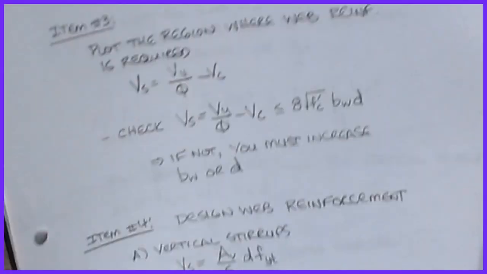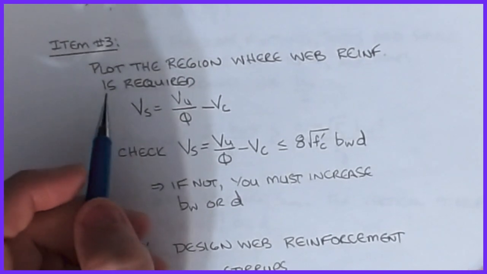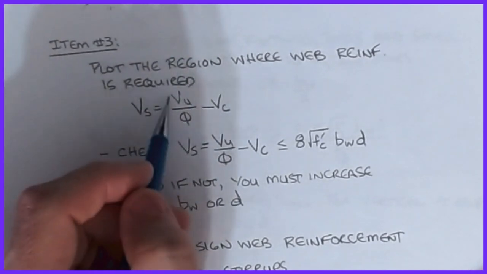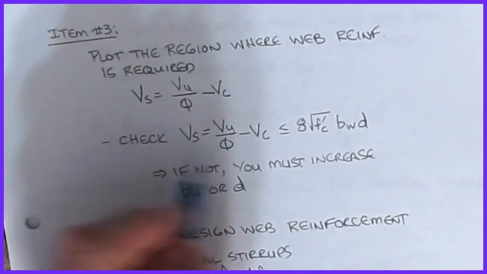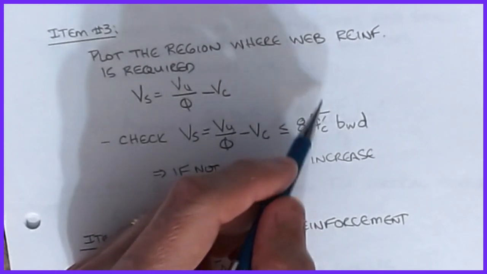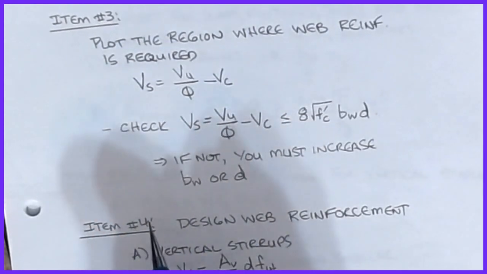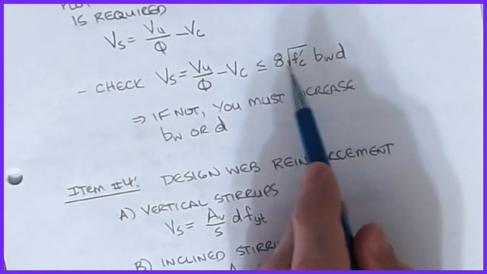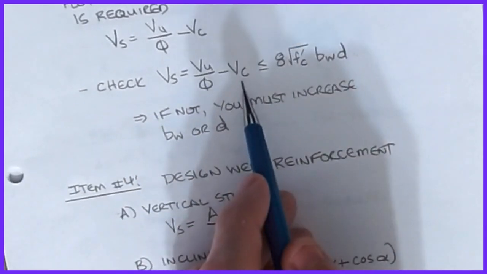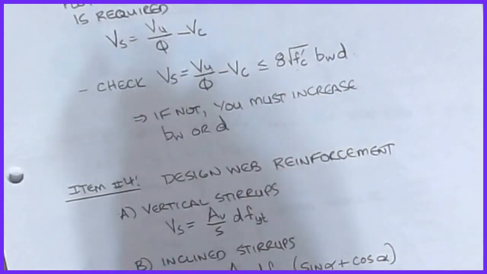So the third step in our procedure is that we're going to plot the region where web reinforcement is required. Just like we talked about, we calculate Vs as Vu over phi minus Vc. Then we check at this point that Vs is less than or equal to 8 root f'c bw d. That's that geometric dimension I just showed you. If you fail this check, you have to change b or d. Changing f'c doesn't get you as much as changing b or d usually, so you have to be mindful of this limit. Again, if this is a seismic region, Vc is 0, and that's the check you're making anyway.